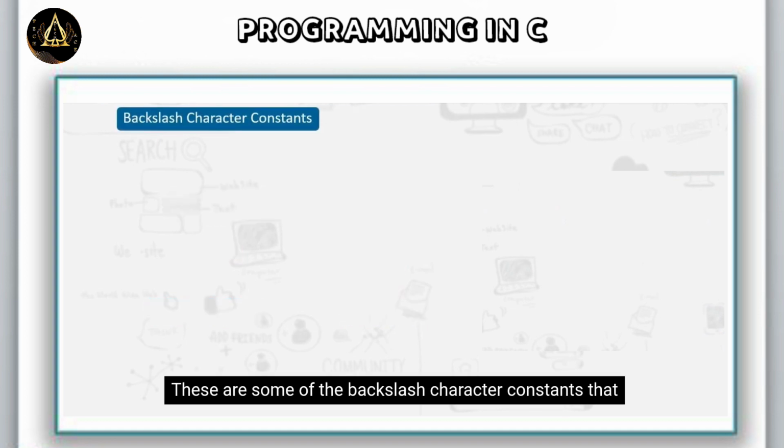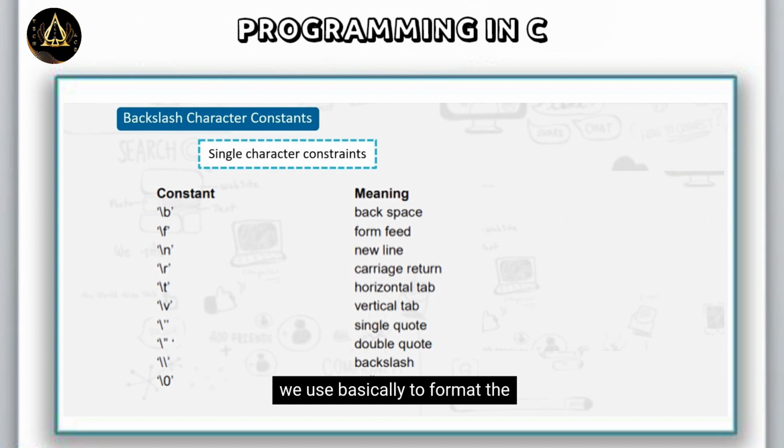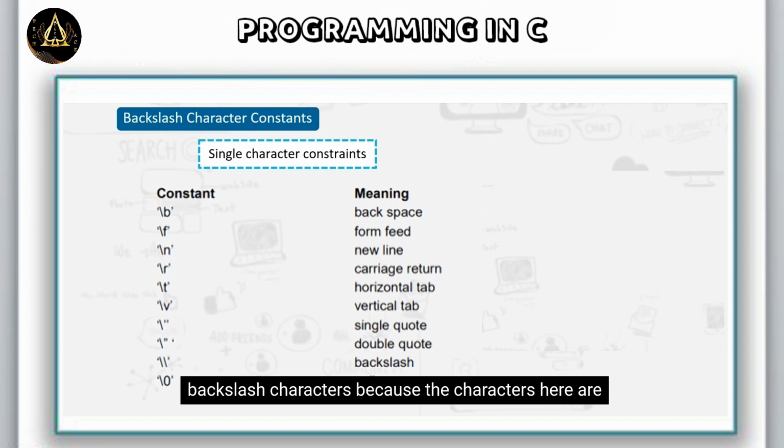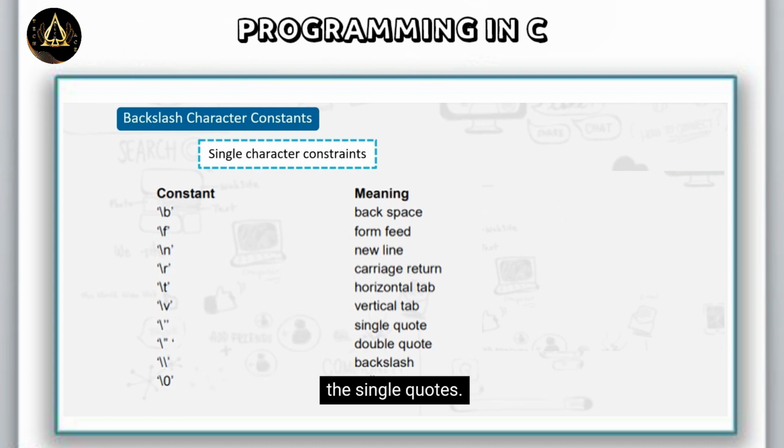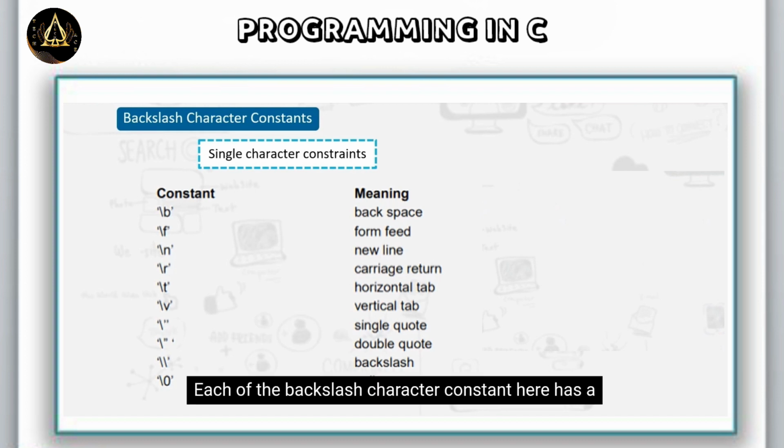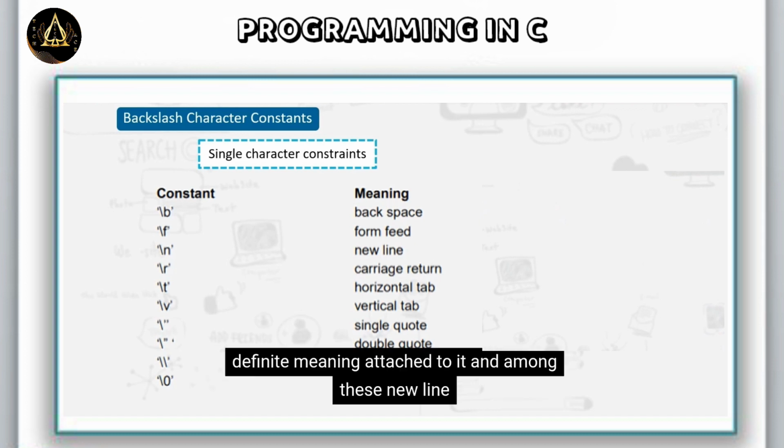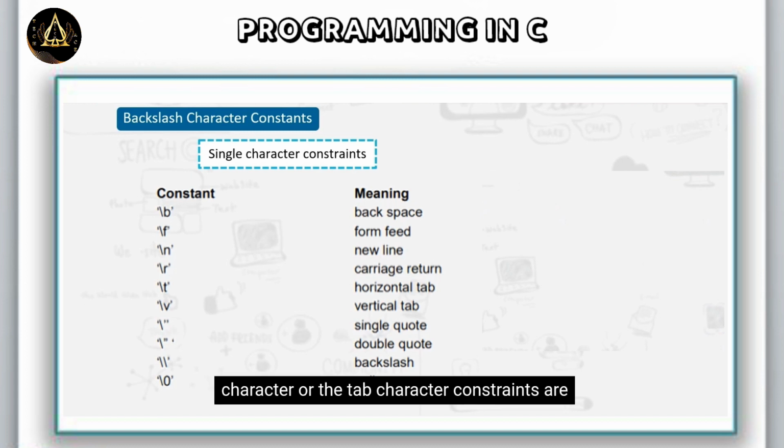These are some of the backslash character constants that we use basically to format the output onto an output console. These are called backslash characters because the characters here are followed by the backslash. If we observe, these backslash character constants are considered to be single character constants, and that's the reason why they are represented within single quotes. Each of the backslash character constants here has a definite meaning attached to it, and among these, the new line character and the tab character constants are the ones which we use within the printf statement.